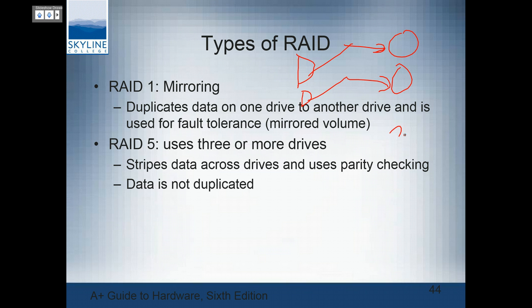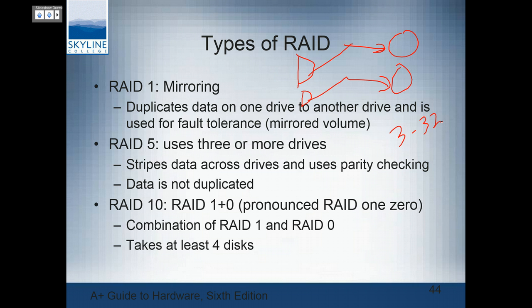RAID 5 uses 3 to 32 disks. It does have redundancy. It has a parity bit that gets written to the system. The data is not duplicated, but there is an ability to reproduce the data from the parity bit. If one disk fails, RAID 6 allows two disks to fail.